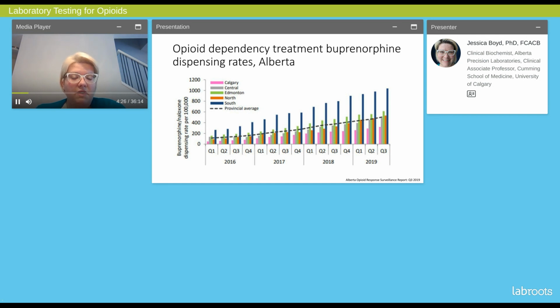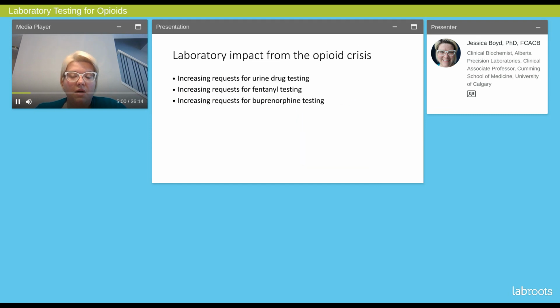And one of the side effects, I guess, of that is that we are seeing increases in prescribing of drugs like buprenorphine or Suboxone or methadone as these patients enter these treatment programs. And so this graph is showing a steady increase in Suboxone dispensing in Alberta. And this is a trend that is continuing into 2020. And this is probably what has a bigger impact on laboratory testing, because of course these patients are typically monitored through urine drug screening to ensure compliance as part of their program.